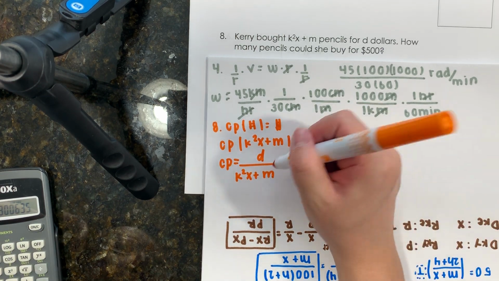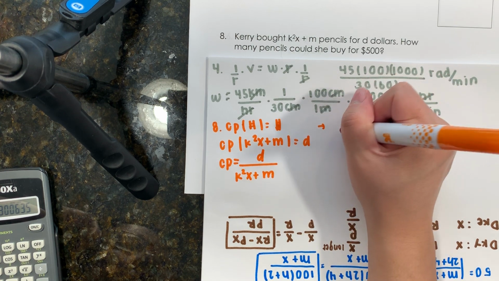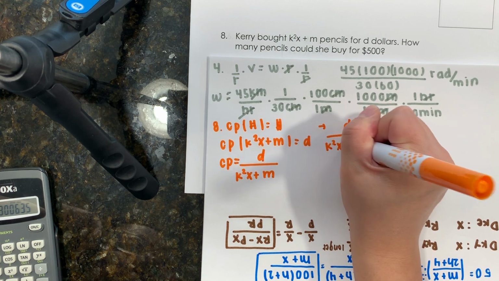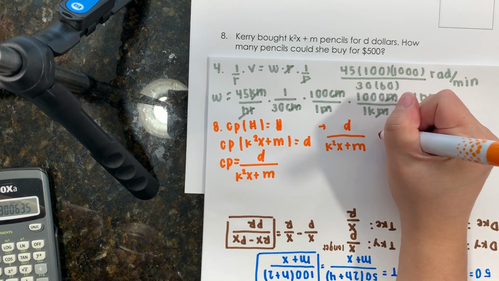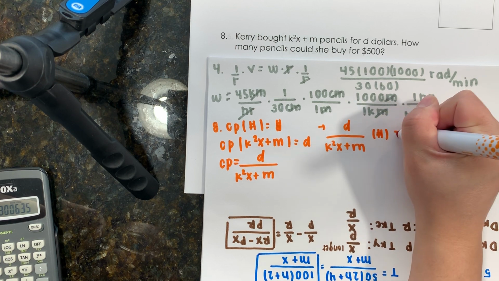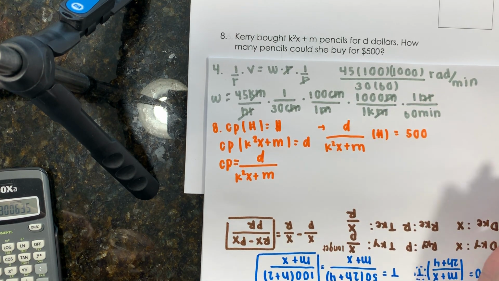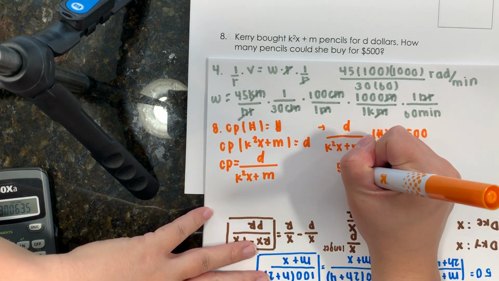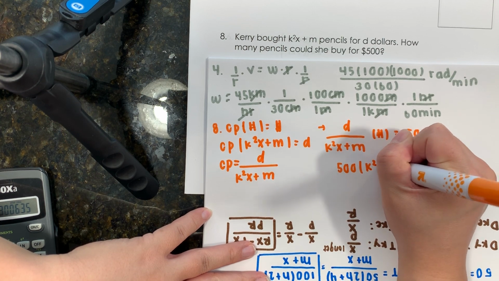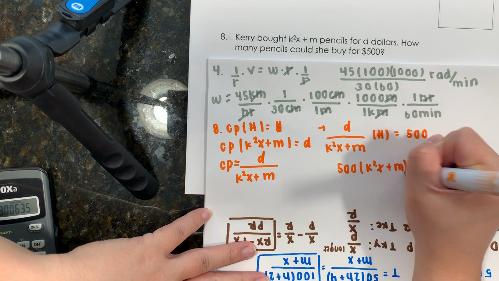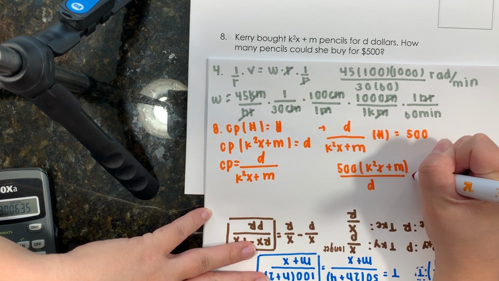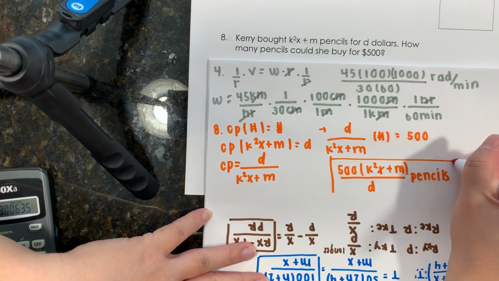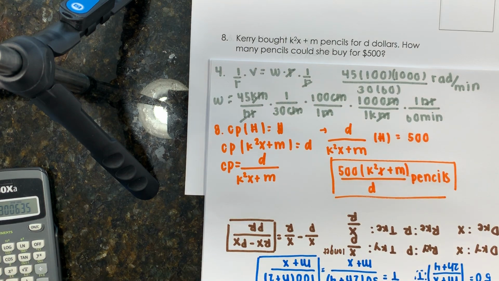Now I'm going to use that information to plug back into this equation here, giving me cost per, which is D over K squared X plus M, times the number of pencils, which we're solving for, equals $500 because that's how much she's spending now. Now you're going to multiply both sides by the reciprocal, which would give you 500 times K squared X plus M over D. And that's pencils. And that would be your result for number 8.